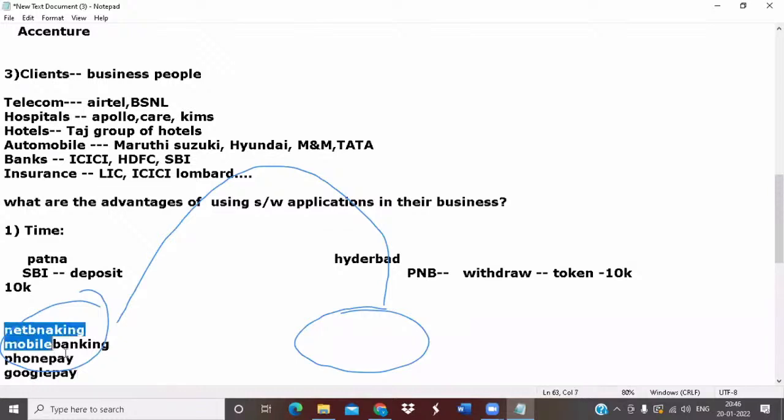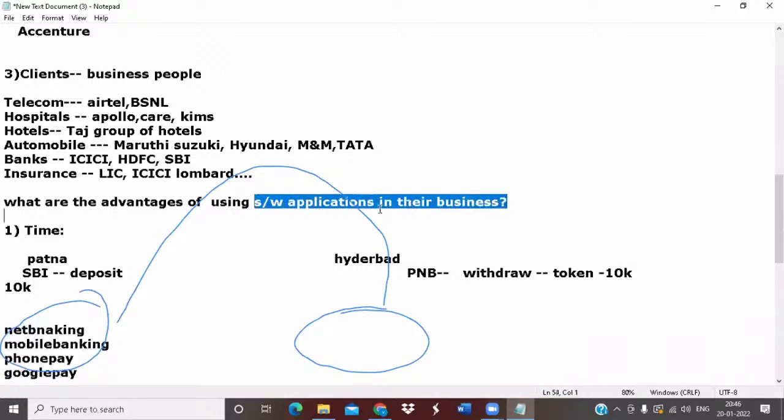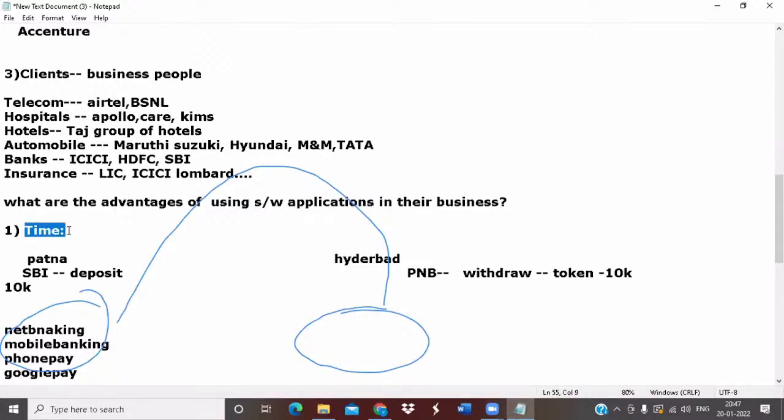Tell me, guys, what are net banking, mobile banking, PhonePe, Google Pay? These are all software applications or not? Using these software applications, I can easily transfer the amount from my account to my friend's account without wasting much time. So according to this example, if I'm using a software application, it saves my time or not? Yes, sir. Definitely saves time. That is the first advantage.